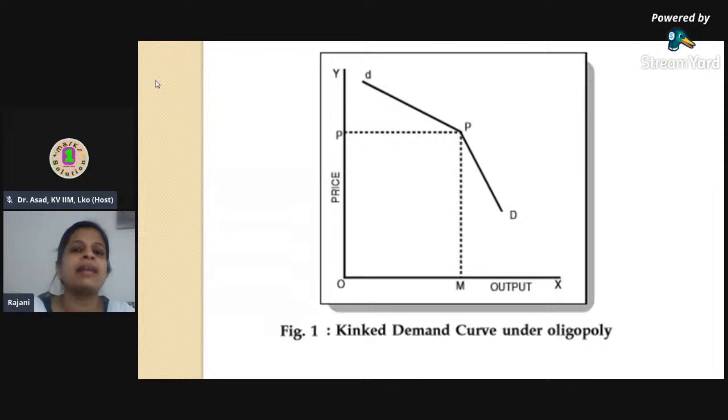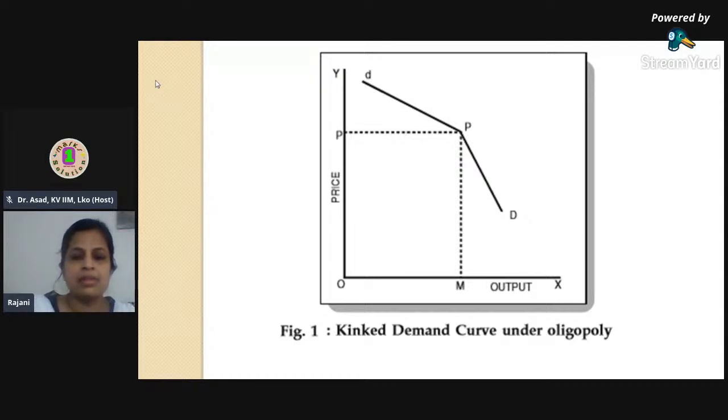So there is a kink in the demand curve. If any of the firms increases the price, there is no tendency for the others to follow. But if they reduce the price, the others will follow. So any one particular firm cannot simply decide and go to the market.